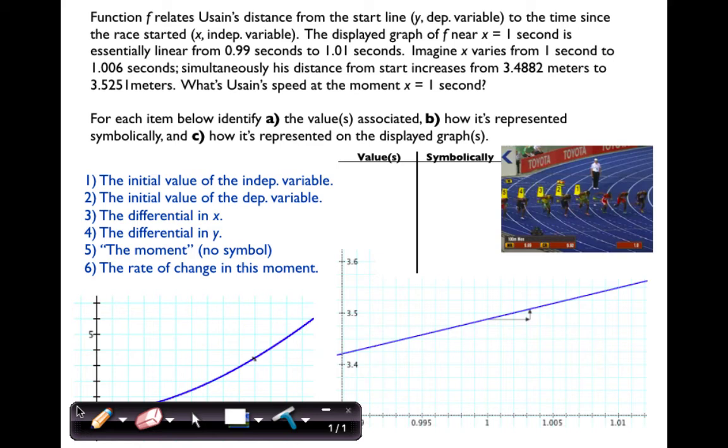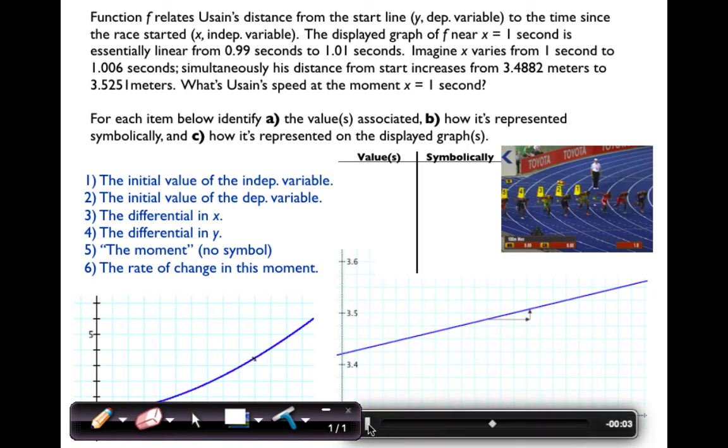So imagine that x varies from 1 second to 1.006 seconds. That's what was going on right here. So the largest it got was from 1 second to 1.006 seconds. If we let x vary from 1 to 1.006, the y value varies from a little bit less than 3.5 up to a little bit more than 3.5. And it shows here, it goes from 3.4882 to 3.5251.